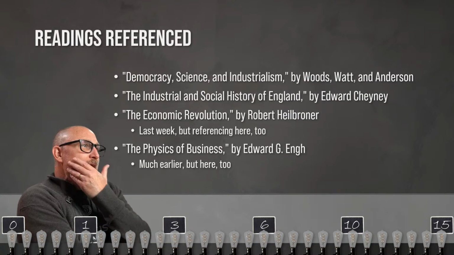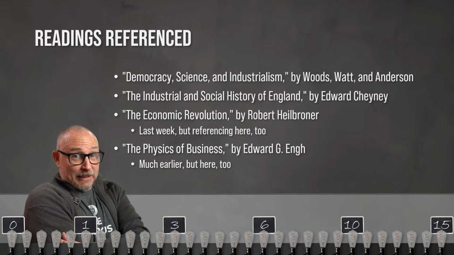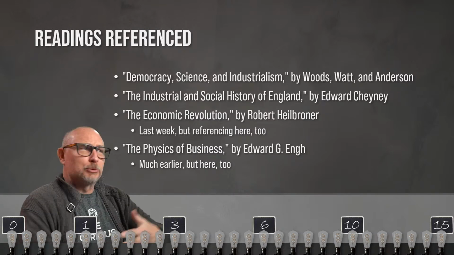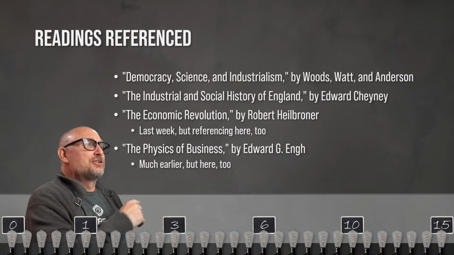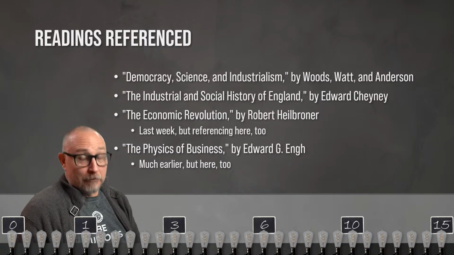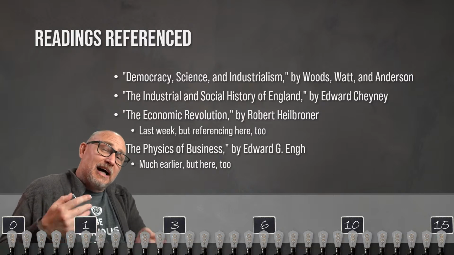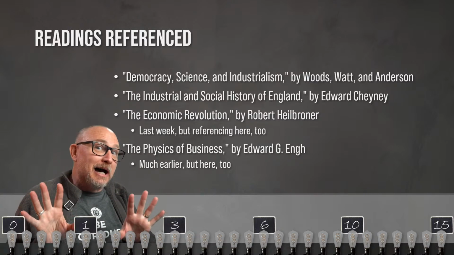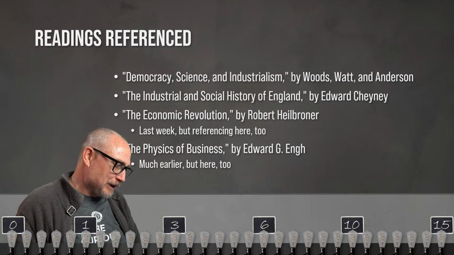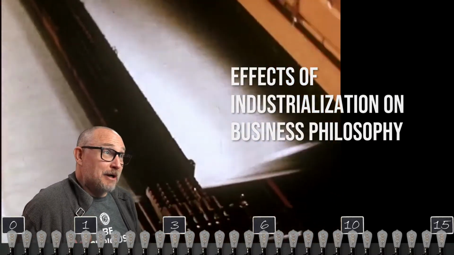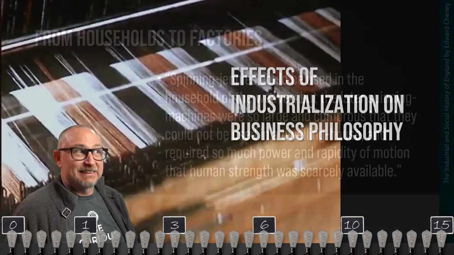So we're going to be talking about a lot of readings today. Just a real quick heads up. Two of them are the readings assigned to this module, so you're going to recognize them: Democracy, Science, and Industrialism, and then the Industrial and Social History of England. Okay, remember, not history. But we're also going to harken back to some previous readings, so you're going to see some ideas come together. So, the effects of the industrialization on business philosophy.